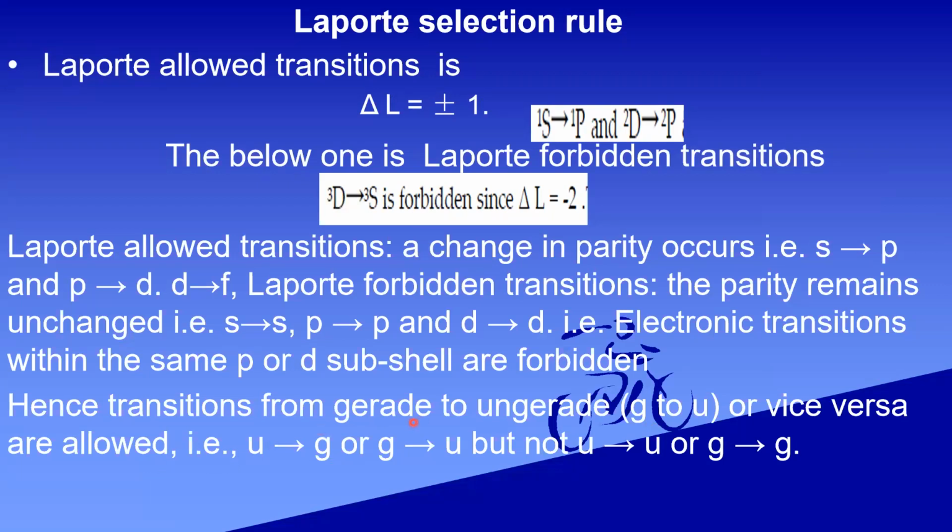Gerade means evenness, ungerade means unevenness. Gerade means possessing a center of symmetry, ungerade means non-centrosymmetric. Now, u to u or g to g transitions are forbidden.